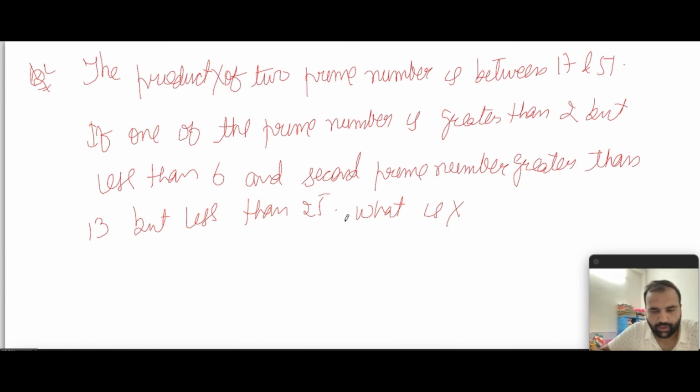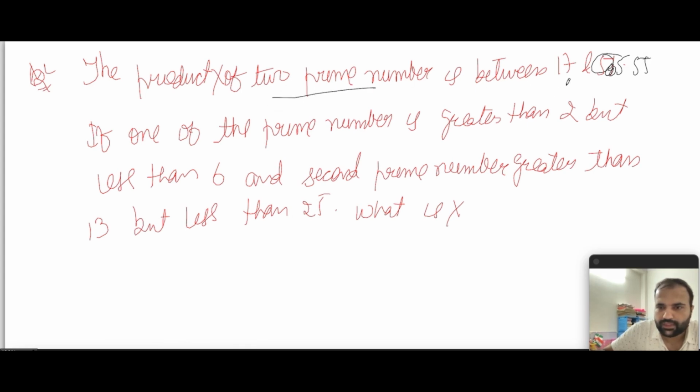So think for a moment. The product of two prime numbers is between 17 and 51. If one of the prime numbers is greater than 2 but less than 6, and the second prime number is greater than 13 and less than 25, what is x? Think for a moment. Okay, just look at the question again. Oh, this is a mistake. It should be 17 to 55. I'm sorry, it is 55.